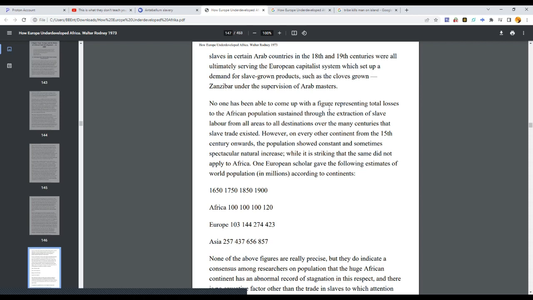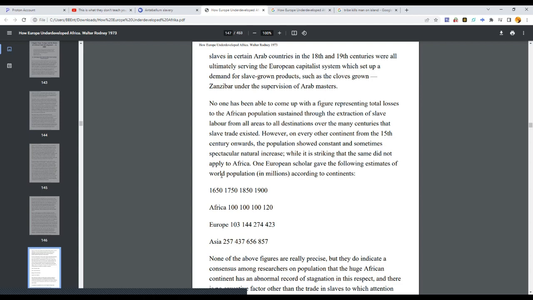No one has been able to come up with a figure representing total losses to the African population sustained through the extraction of slave labor from all areas to all destinations over the many centuries that slave trade existed. However, on every other continent from the 15th century onwards, the population showed constant and sometimes spectacular natural increase, while it is striking that the same did not apply to Africa. I wonder why. One European scholar gave the following estimates of world population in millions according to continents.